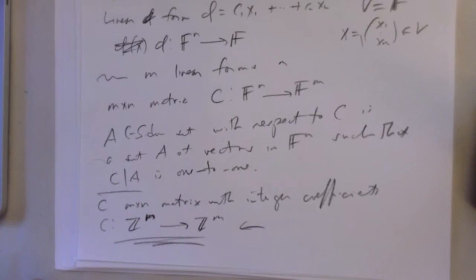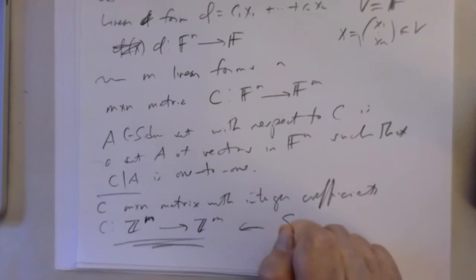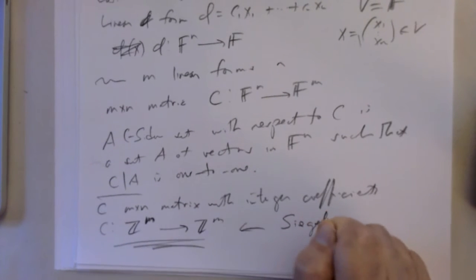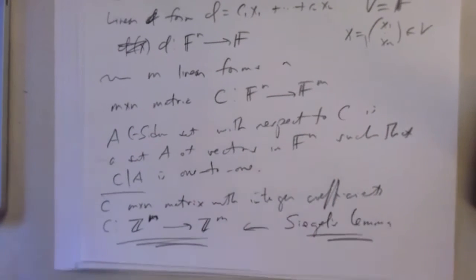There are some things you can say, which I won't have time to say right now, but there's something called Ziegler's lemma, which has many high-powered variations. But if you go back and read Ziegler's paper, in which he proves Ziegler's lemma, he's really just talking about integer matrices from Z^n to Z^m. And he's giving you some bounds on the possible size of Sidon sets.